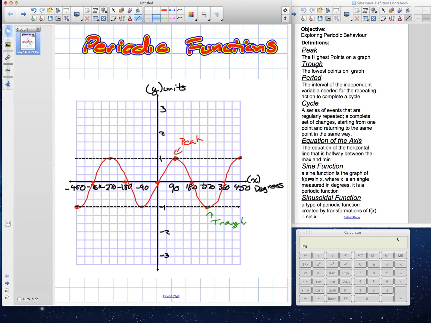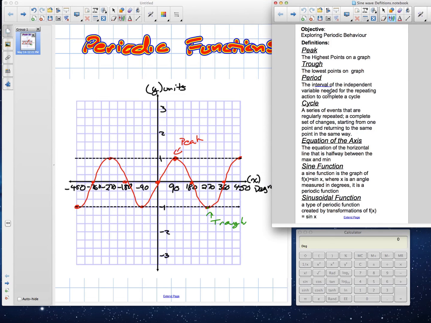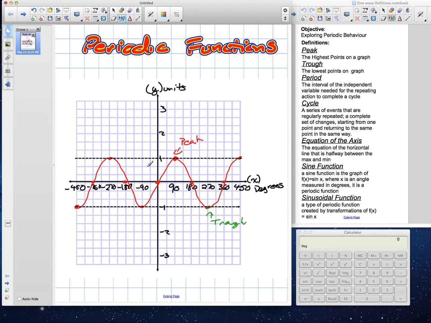Okay? A period, which is the next thing we're going to talk about here, of this function refers to how long it takes for it to repeat its pattern. Okay? So the interval of the independent variable, our independent variable is always x, needed for repeating the action to complete a cycle. So what that means is you can actually start it anywhere. We're talking about specifically the x-axis. We're going to start right at the origin, at 0 itself. Okay? So we're going to say here's one of our lines. We start at 0. And what we're looking for is how long it takes for us to return to that point in the same manner.